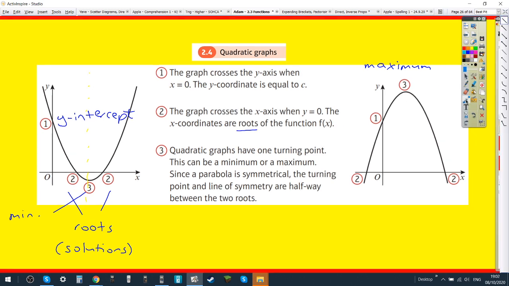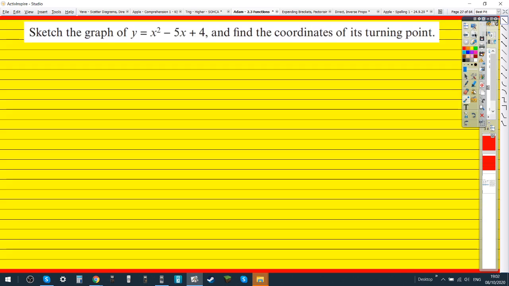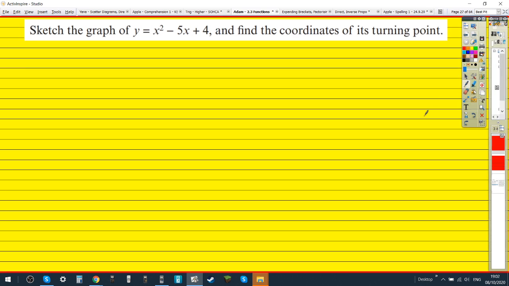So if you were to draw a line like that, it's like that. Minimum, maximum, symmetrical. What is this? It's halfway between the roots. I didn't know that. Okay. Any idea how we do this?